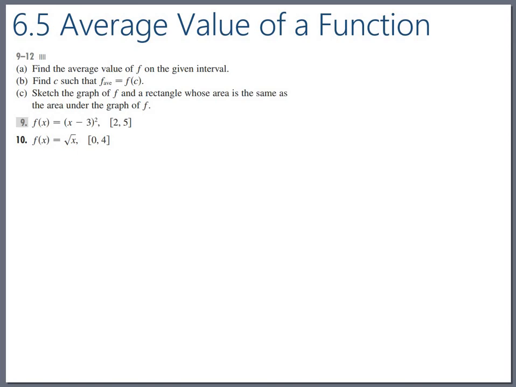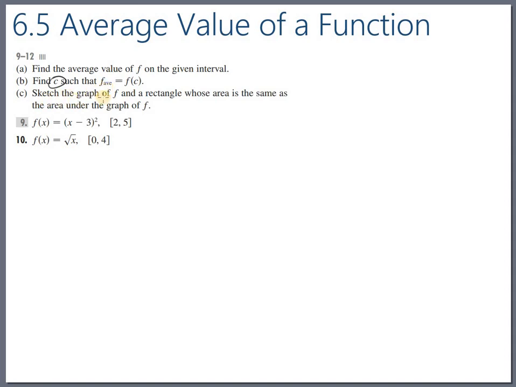And let's go ahead and take a look at number 10 as well. Number 10 has 3 steps to it. First is just find the average value like we were doing before. And then for part B it says find a c such that the function at c equals the average value. That shouldn't be too hard to do once we know the average value.